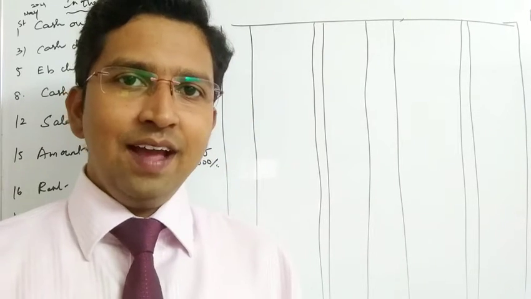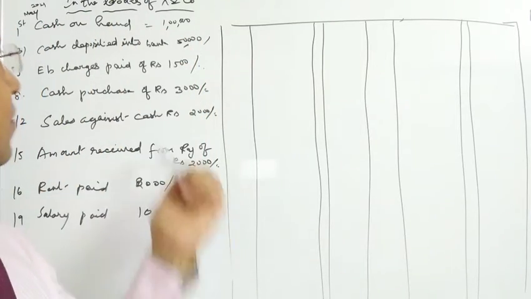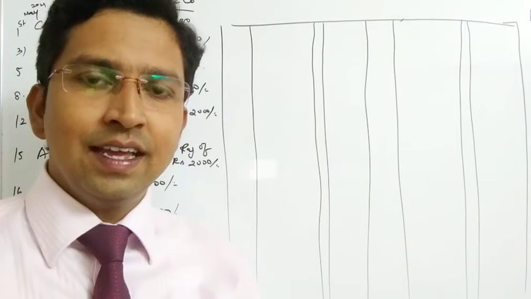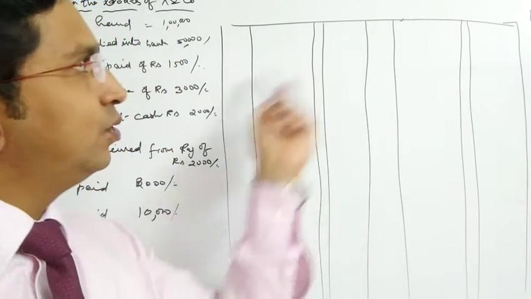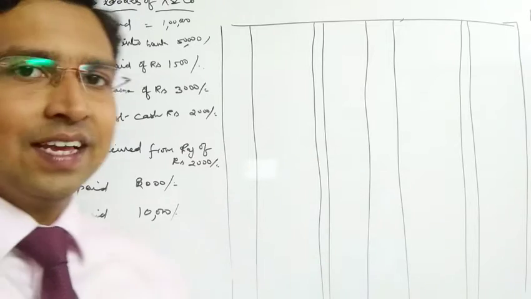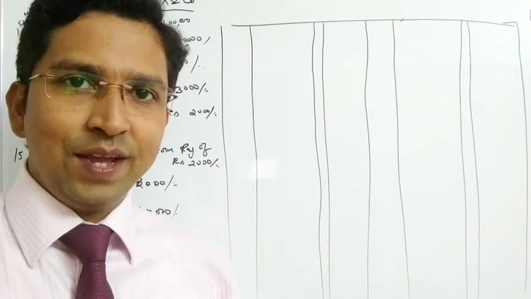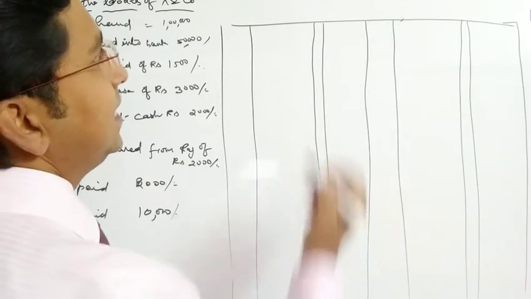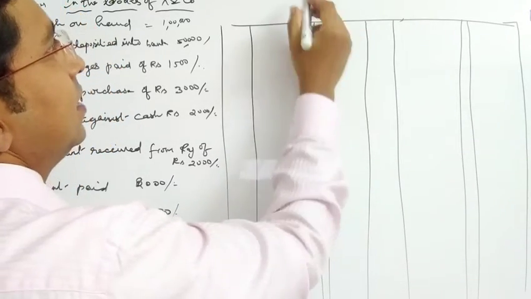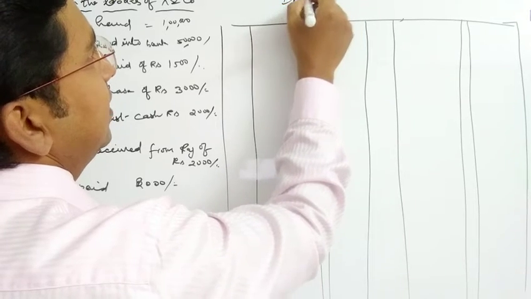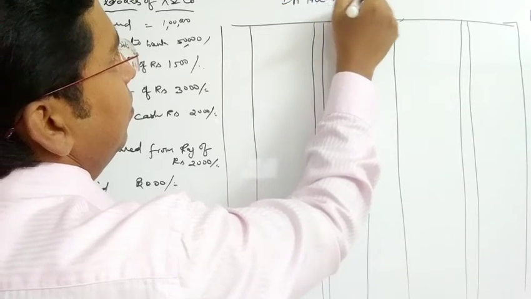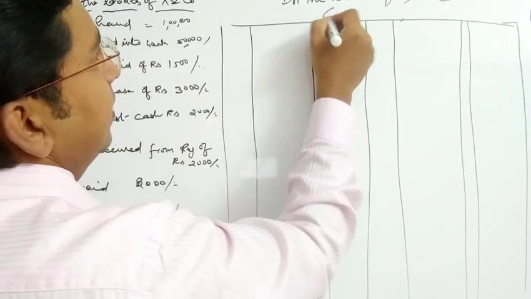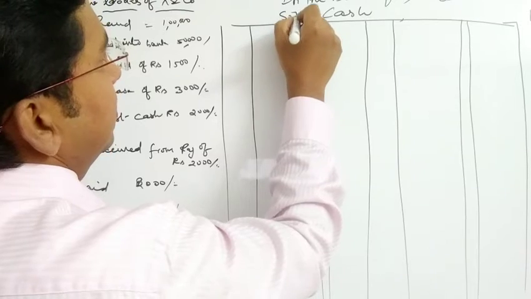So here we have some examples in the books of X and Co. I have some example transactions, and I want to show you how to post all these transactions into the simple cash book one by one. So this is the pro forma of the simple cash book, or single column cash book. We start in the books of X and Co, simple cash book.